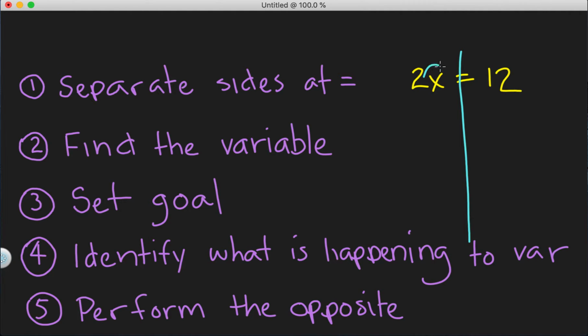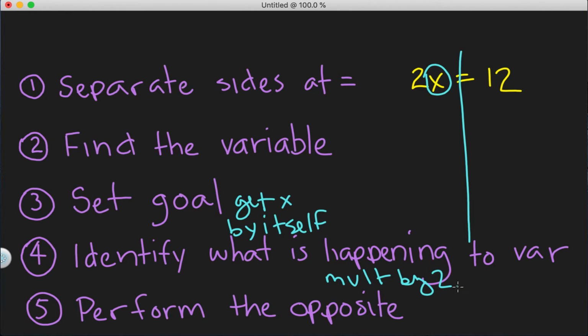We want to find the variable. So the variable is this x here. Now our goal is always going to be to get the variable, in this case x, by itself. So that's my goal. So it's the 2 that has to move. I identify what's happening to the variable. What's happening is we're multiplying by 2. Now, on the last slides we looked at, we know that the opposite of multiply by 2 is going to be divide by 2. I'm going to indicate that with a fraction bar because fractions are just division.